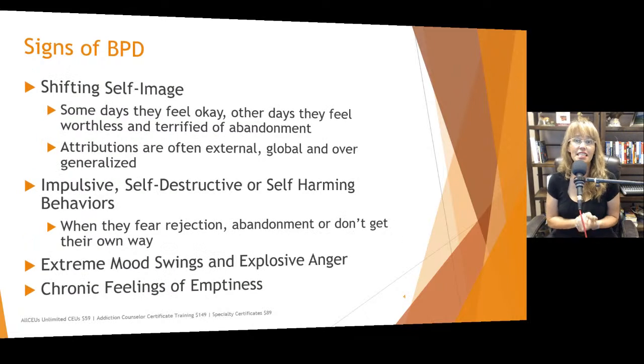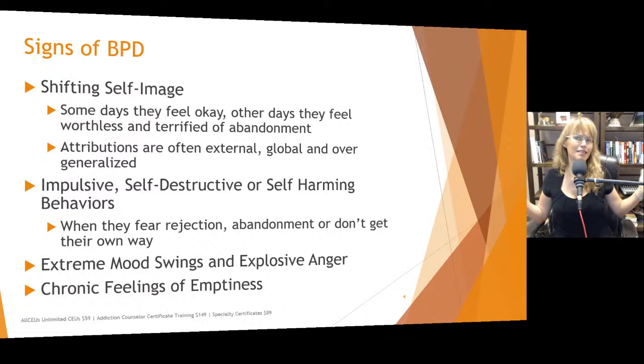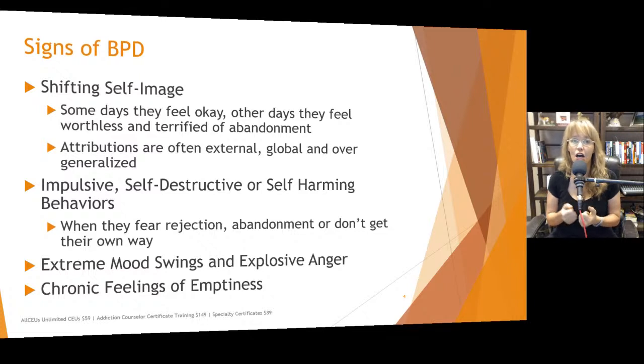They also have a shifting self-image. Some days they feel okay. Other days they feel worthless and terrified of abandonment. So that perception, that turning on a dime, affects them too. When one thing goes wrong, they may overgeneralize and feel like all of a sudden they are worthless and nobody will ever want to be around them. And other days, usually when things are going right and they're getting that validation that they so crave, then they'll feel okay. But their self-image is very unstable.